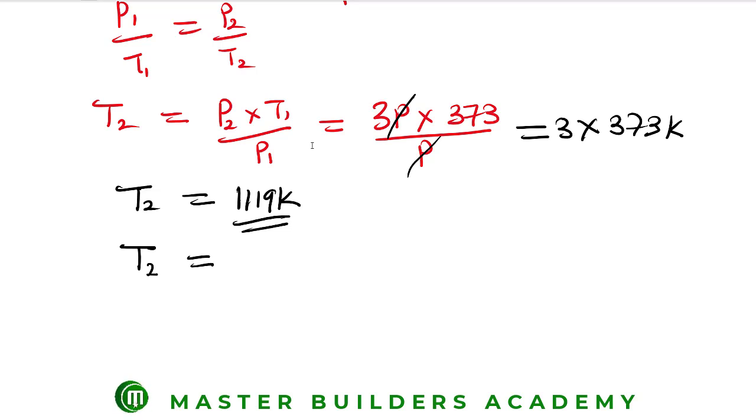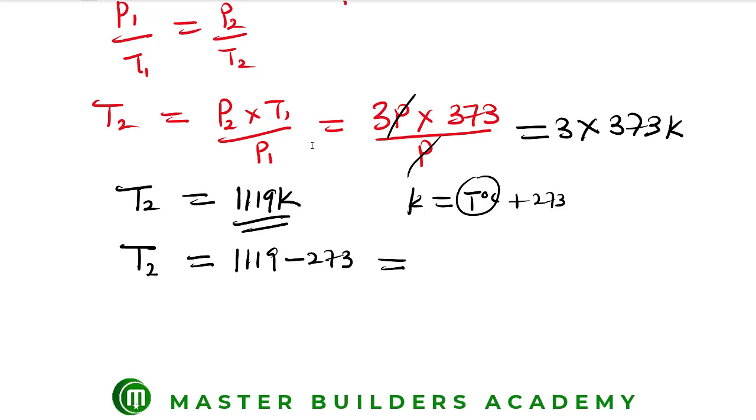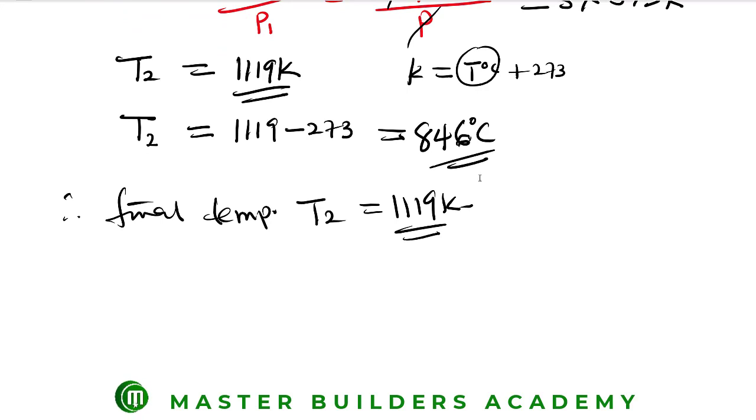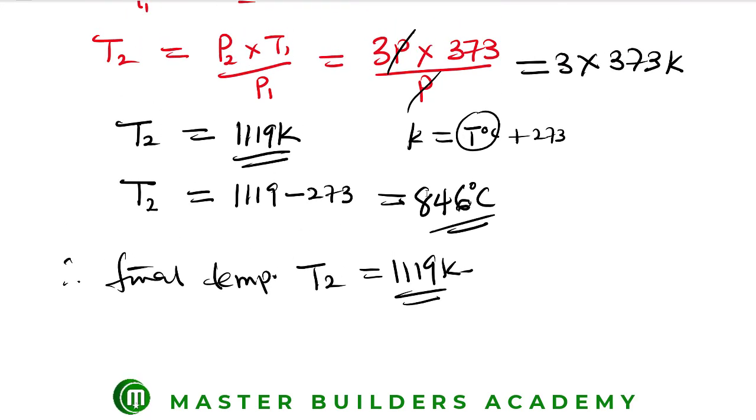Or recall that the value in Kelvin is equal to the temperature in degrees Celsius plus 273. So since I want to find the Celsius value, I'm going to have the value in Kelvin minus 273. So we'll have 1119 minus 273. And if we do this, this is how we are able to find the final temperature: removing 273 from 1119 to have 846, and the final temperature becomes this.